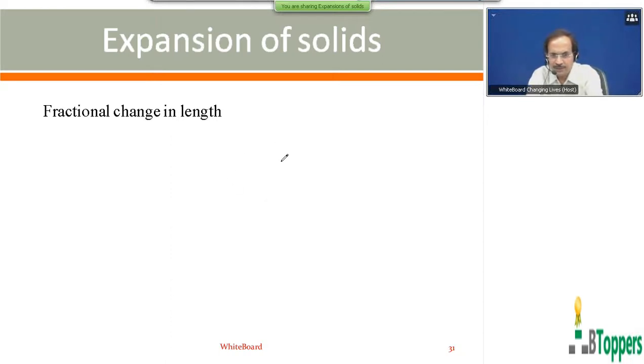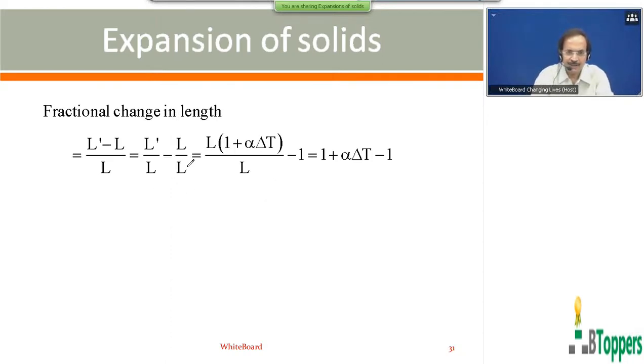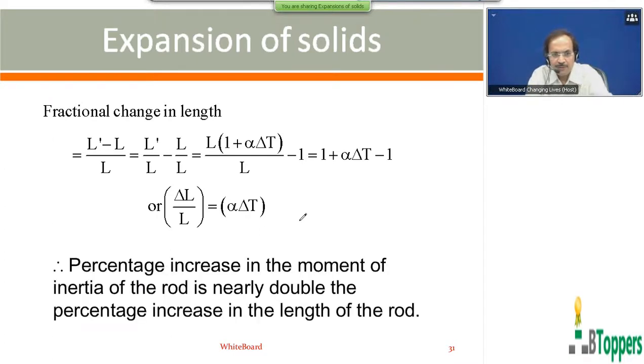So fractional change in the length of the rod is equal to L dash minus L by L, which you can write as L dash by L minus L by L. L dash you can write as L into 1 plus alpha into delta T. L by L can be written as 1. So you get 1 plus alpha delta T minus 1. Or delta L by L you can write as alpha into delta T. Therefore, percentage increase in the moment of inertia of the rod is nearly double the percentage increase in the length of the rod. So those who want to copy the notes, please take a pause and finish writing the notes up to here.